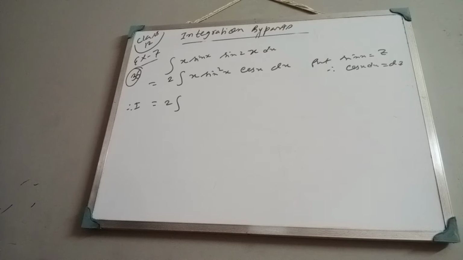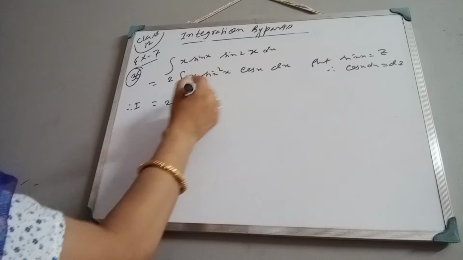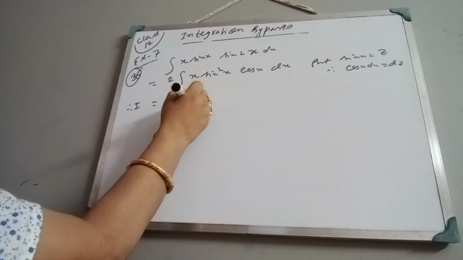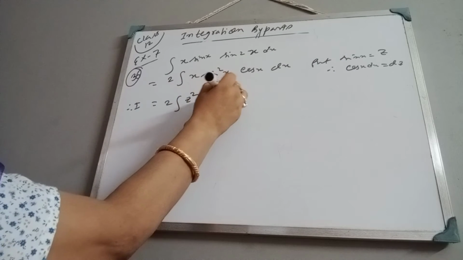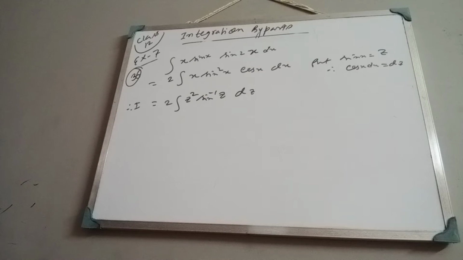X is there, x sine square x. Sine square x means z square, and x is sine inverse z. So it is coming z square sine inverse z, and cos x dx is dz. So we will write here z square sine inverse z dz.